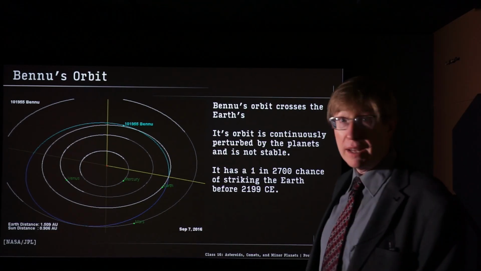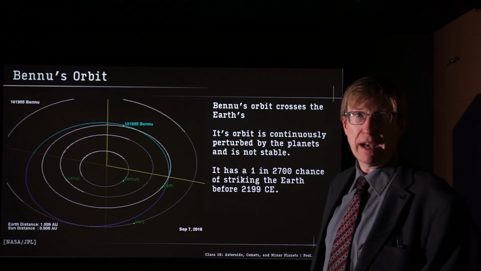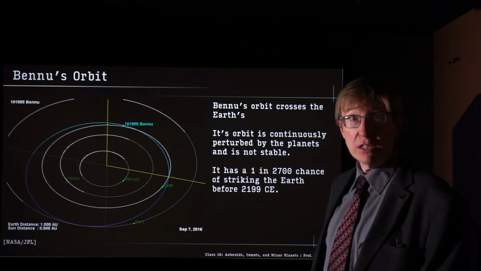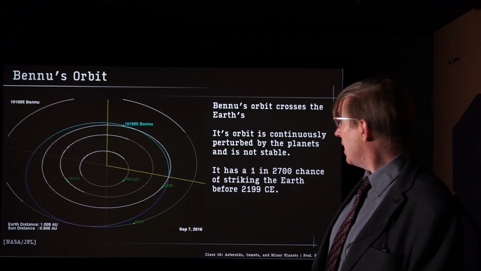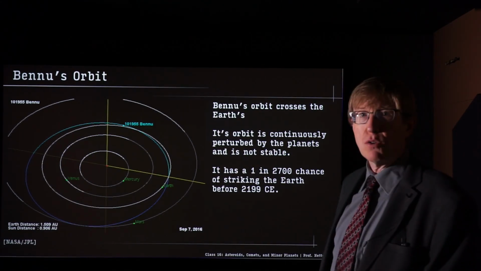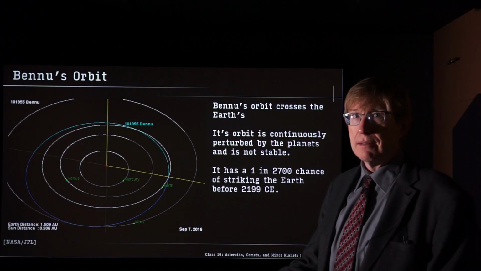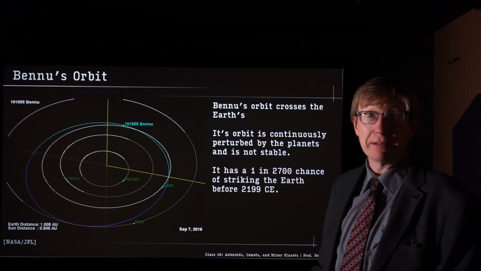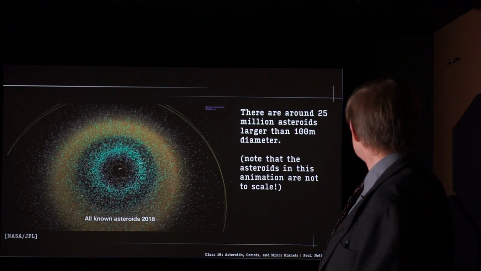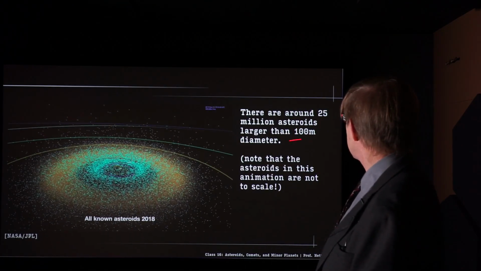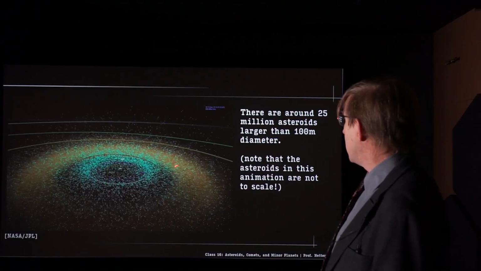And Bennu is just one of a huge number of asteroids. So that's a thing to worry about if you want to. There are asteroids out there, and they could strike the Earth. Now, this is a 0.5 kilometer across asteroid. We'll see in a few minutes just how important a 0.5 kilometer asteroid strike would be. So coming back to it, there's around 25 million asteroids larger than 100 meters in diameter.